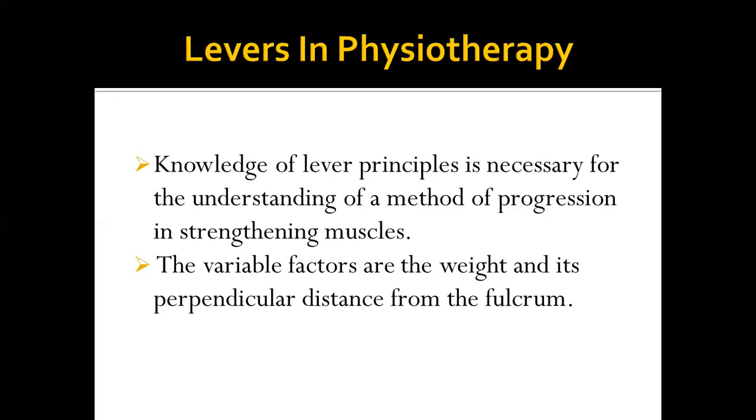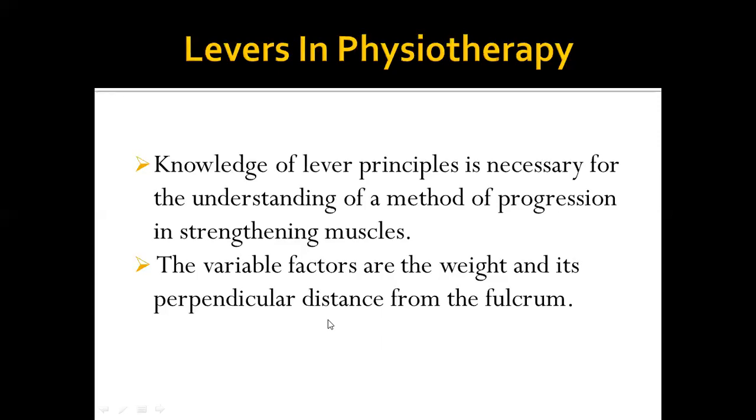The same way, as they have said here, the variable factors are the weight and its perpendicular distance from the fulcrum. The perpendicular distance from the fulcrum we can change by increasing or decreasing the leverage by flexing or extending the extremities, the distal extremities. And the other variable is the weight. So for that, we can apply resistance.